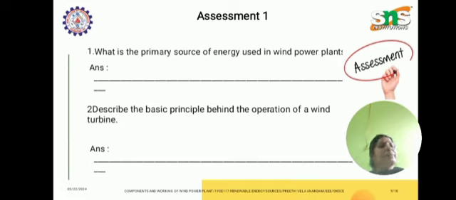What is the primary source of energy used in wind power plants? Please let me know your answer. And please tell me the basic principle behind the operation of a wind turbine.